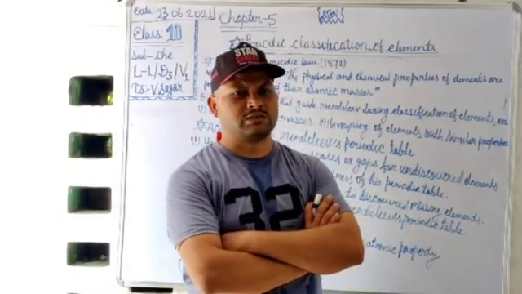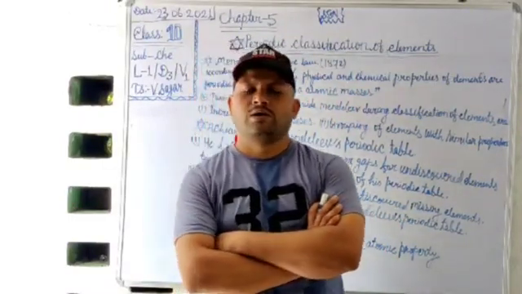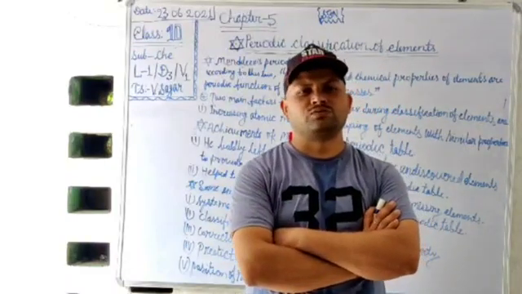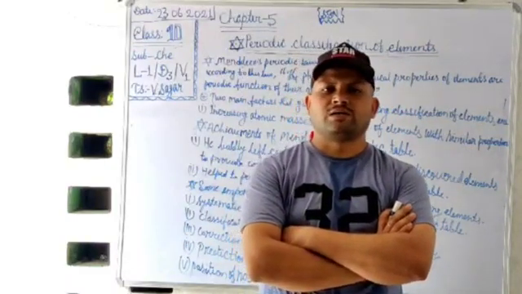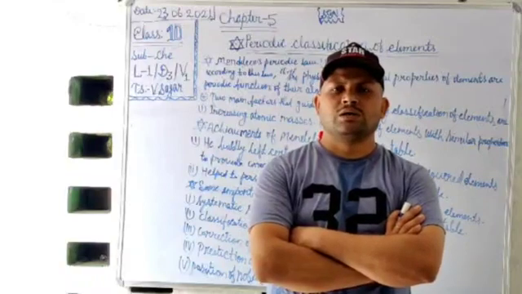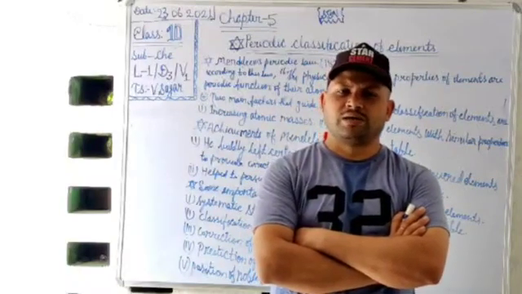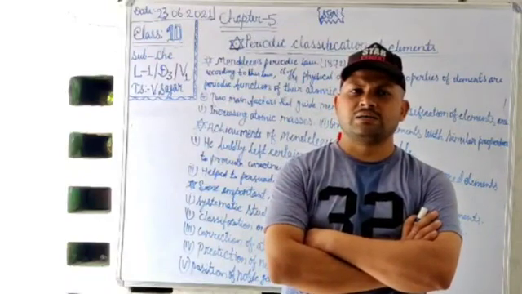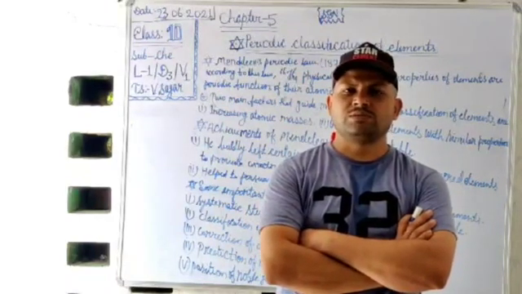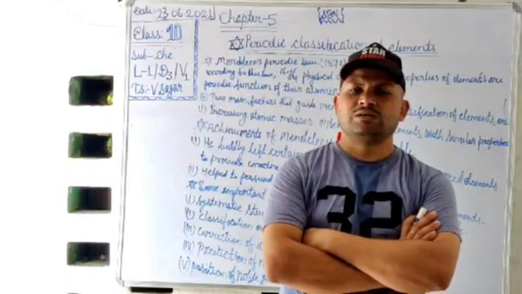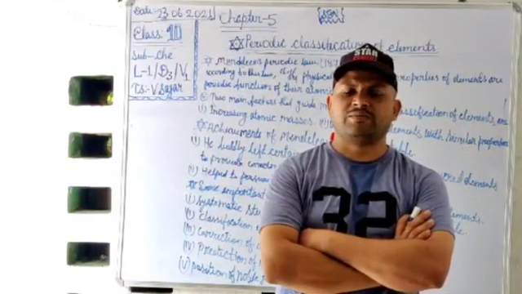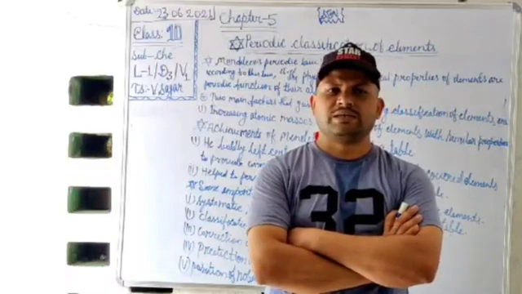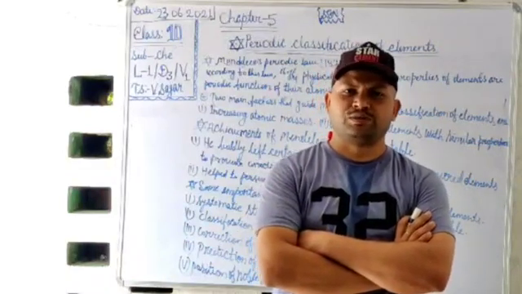Now let us start the discussion. For classification of elements, earlier many attempts were taken, but no useful results came. In these orders there are some problems. To remove it, one scientist from Russia came into the picture, whose name is Dmitri Ivanovich Mendeleev.